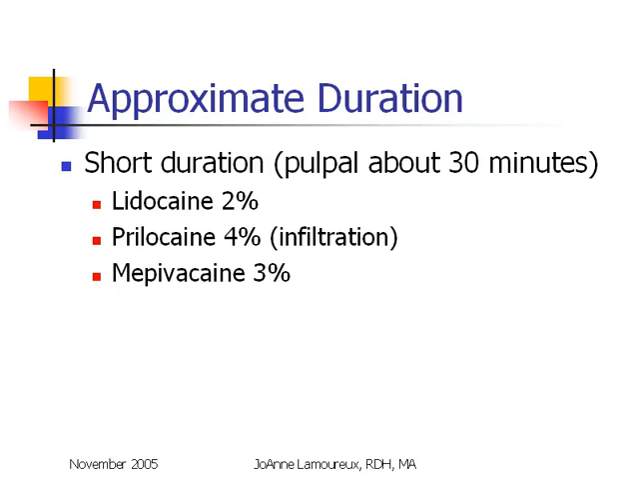The short duration amide anesthetics are 2% lidocaine, 4% prilocaine, and 3% mepivacaine, all giving us pulpal anesthesia of about 30 minutes, and you'll notice that at these concentrations none of them contain a vasoconstrictor.